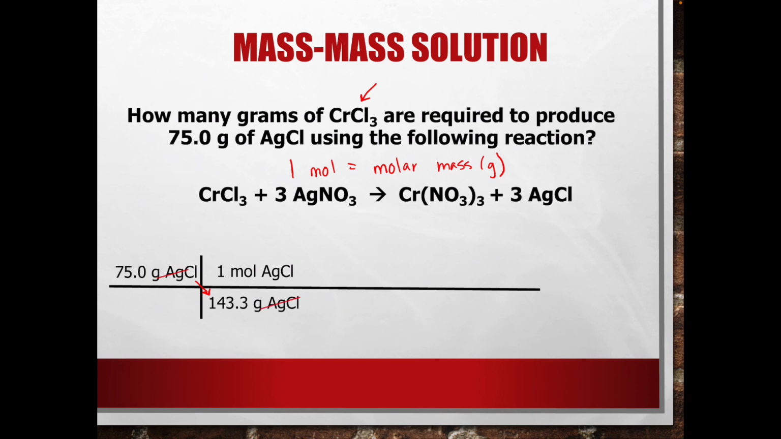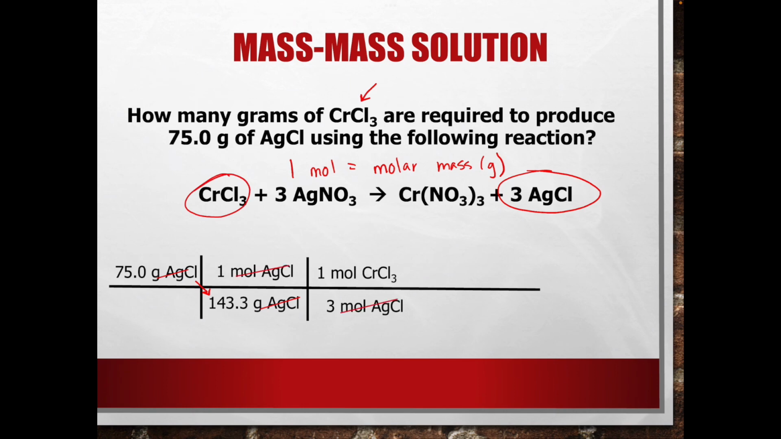Once we have moles of silver chloride, now we can use our coefficients from the balanced chemical equation to convert moles of silver chloride into moles of chromic chloride. Looking at this balanced chemical equation, we have 3 moles of silver chloride, so that's going to go on the bottom, and that's from 1 mole of chromic chloride. So again, we're getting those numbers from the balanced chemical equation.